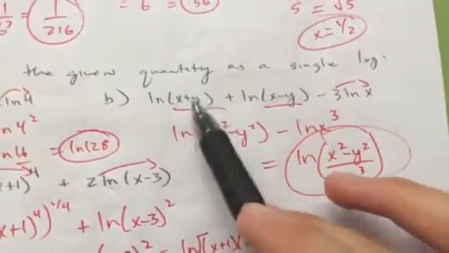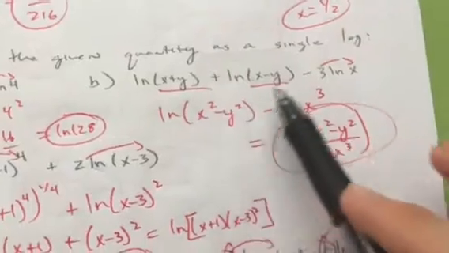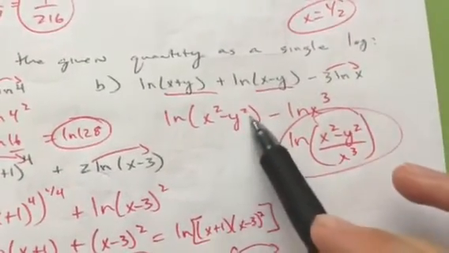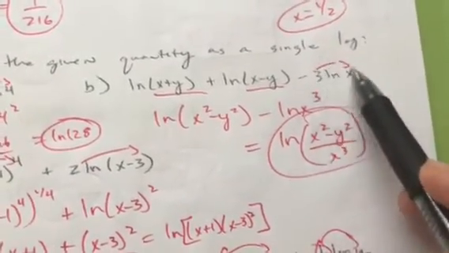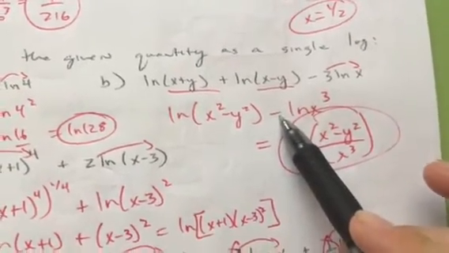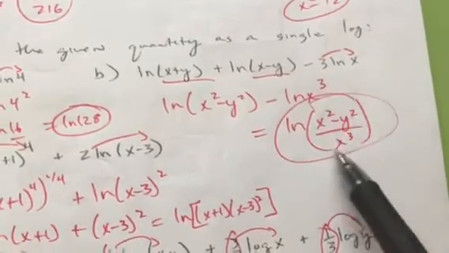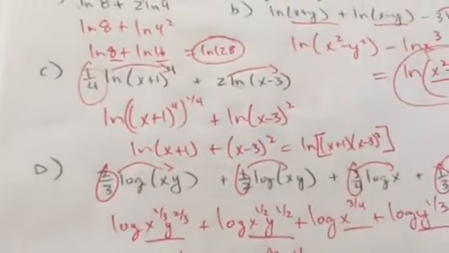Addition in the natural log world here means multiplication. These are conjugates. You just do the first and the last, no middle term, x squared minus y squared. That number on the outside was originally an exponent, so x cubed. Division, or subtraction in the log world, means division. So x squared minus y squared all over x cubed is your answer there.